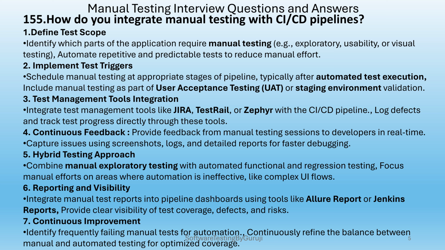Sixth, reporting and visibility. Integrate manual test reports into pipeline dashboards using tools like Allure reports or Jenkins reports. Provide clear visibility of test coverage, defects and risk. Seventh, continuous improvement. Identify frequently failing manual tests for automation. Continuously refine the balance between manual and automated testing for optimized coverage. So in this way we can integrate manual testing with a CI/CD pipeline. Let's move to another question.